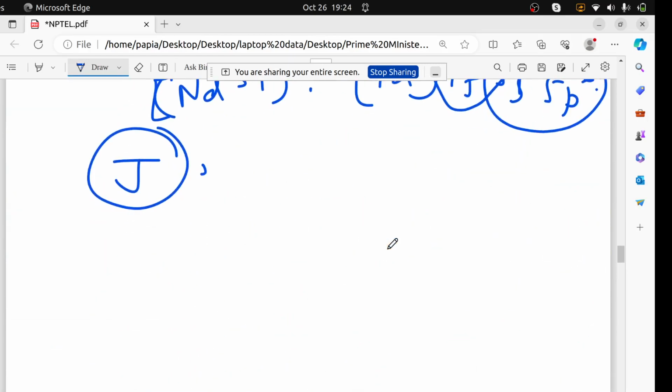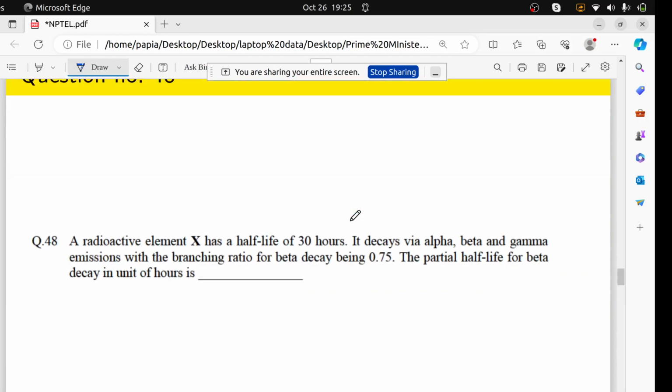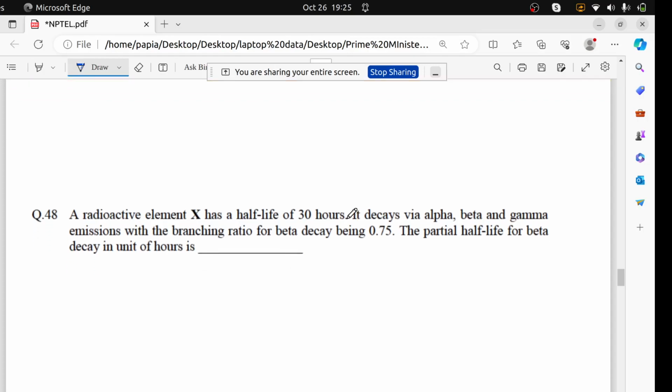Today I am talking about 6 questions on the same topic, atomic and molecular physics. So this question I have taken from the GATE 2019 question paper, and the question number is 48. Basically, I can tell you that this question, whatever I am going to tell you right now, is not exactly from atomic and molecular physics, but it is related to it, so that's why I put it here. Most probably it will come from nuclear physics, but it's fine, physics is everywhere. So what is the question here?